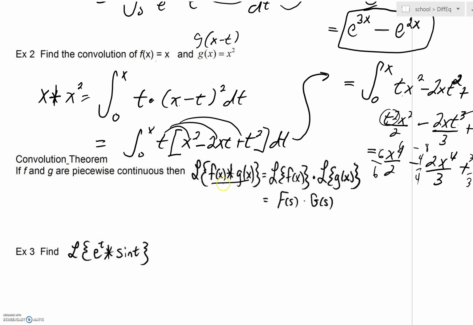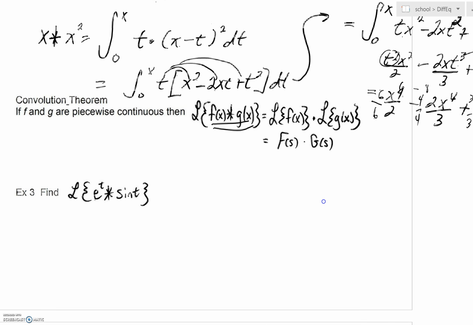Now here's the thing. A convolution, of course, is this integral by definition. But here's the amazing thing. Here's the convolution theorem. If we were to apply a Laplace transform to the convolution, to this integral, mind you, unbelievably, it will be the product of the transform of f of x multiplied to the transform of g of x. So we just have F of s times G of s.